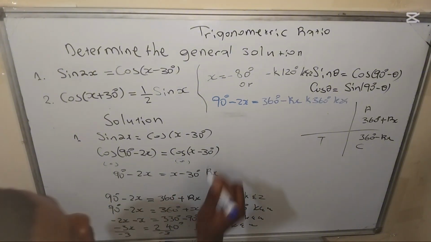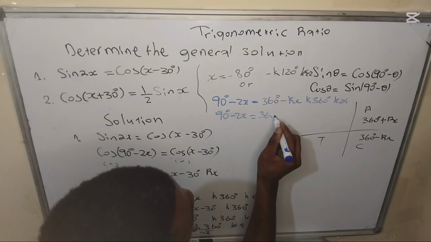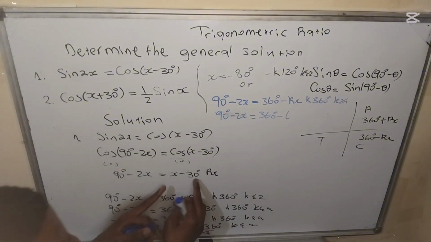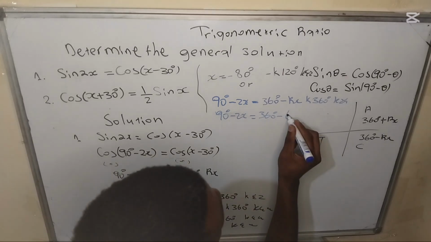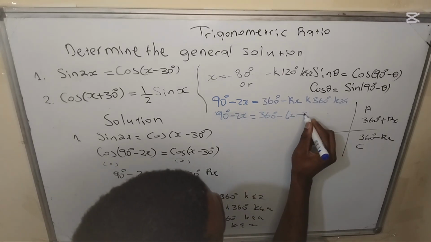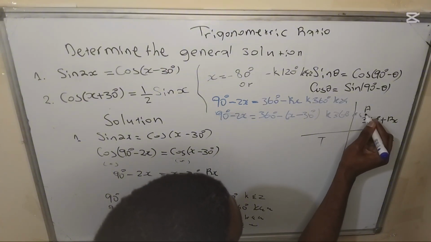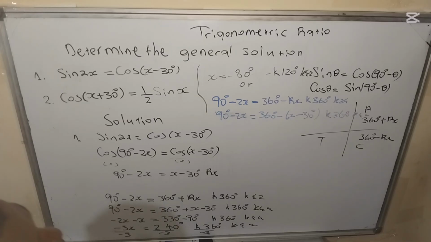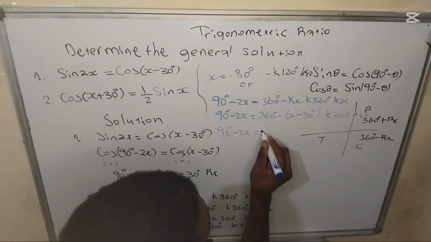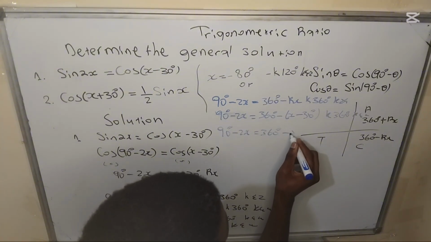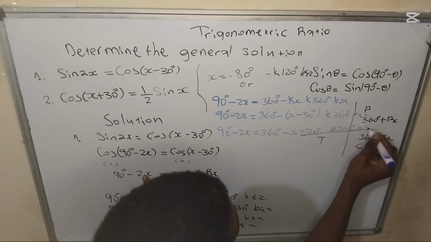Let me just substitute our reference angle. We have 90 degrees minus 2x equal to 360 degrees minus open brackets. Let's plug in our reference angle. Our reference angle is x minus 30 degrees. K, 360 degrees. K is an element of Z. So 90 degrees minus 2x equal to 360 degrees minus x plus 30 degrees. K, 360 degrees. K is an element of Z.